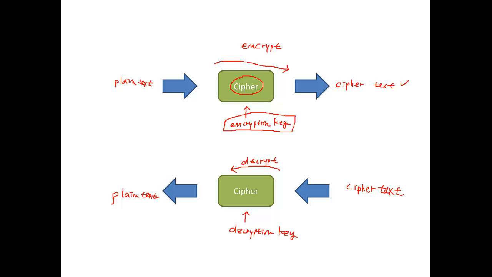Now, something you have to understand is that the encryption key and the decryption key don't always have to be the same. They could actually be different. Depending on whether they are the same or different, that's one of the ways we categorize different types of ciphers.